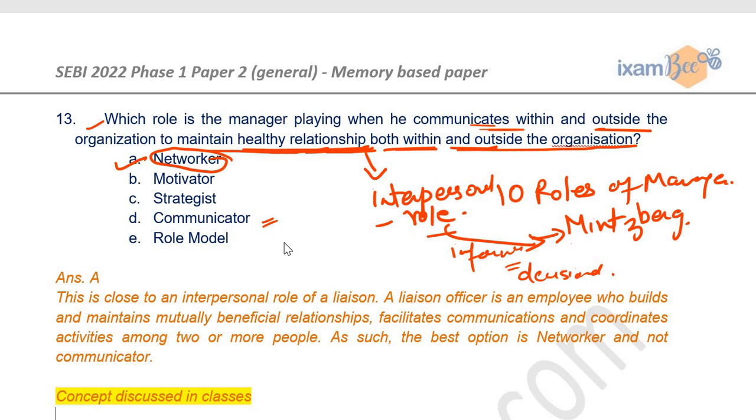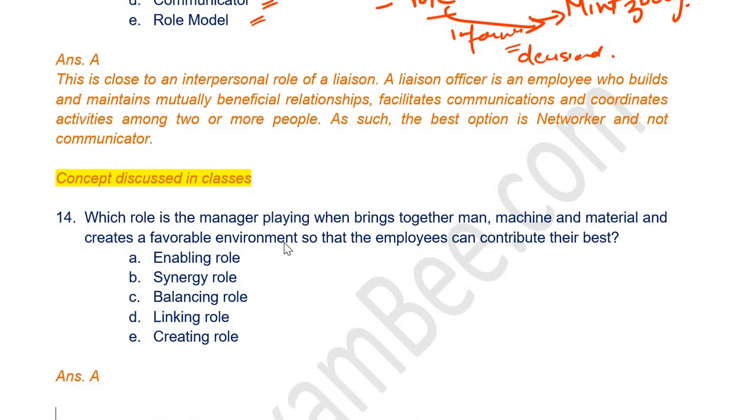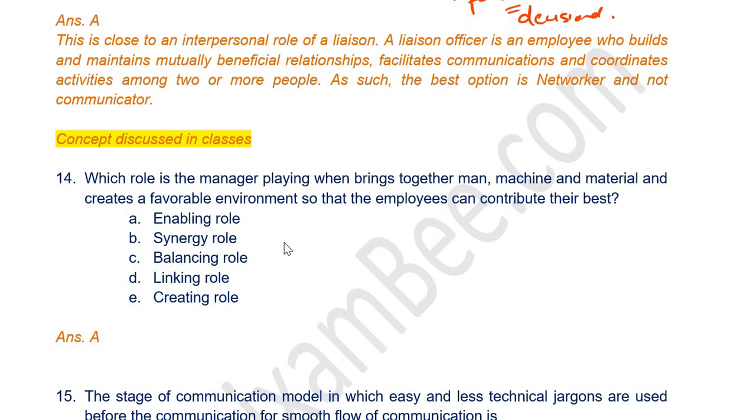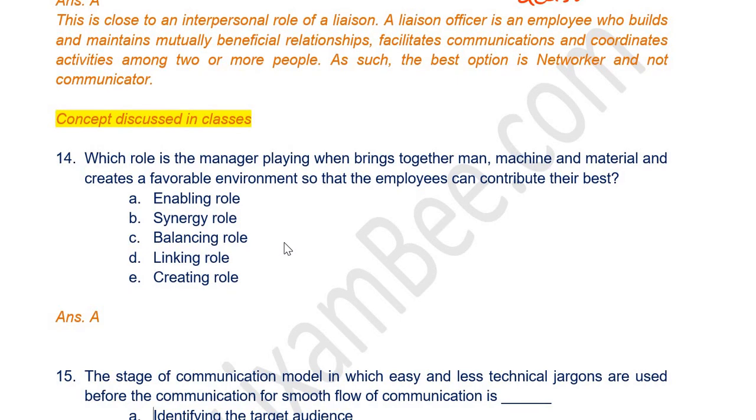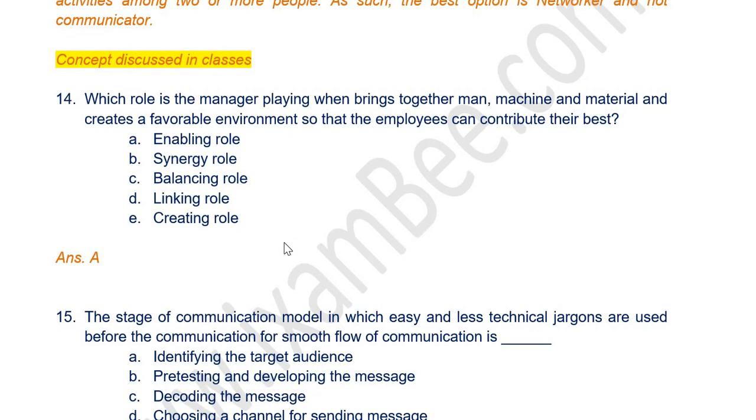However, I will also draw your attention to maintaining. Why are we doing that? It is said that he is doing this to maintain healthy relationship, which is akin to listening role. And if I'm talking about the listening role, the closest word to listening is networking, and therefore I think the correct answer here should be networker and not communicator. And this kind of roles, we have done case study based discussions in our classes to understand different types of roles, and I hope the students have got good conceptual clarity related to that.